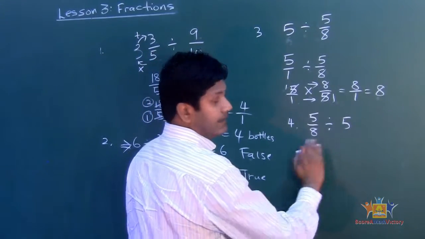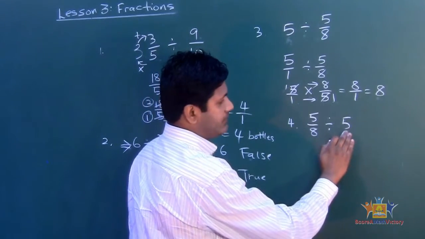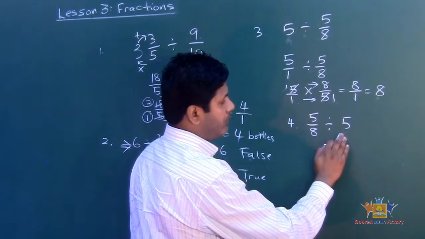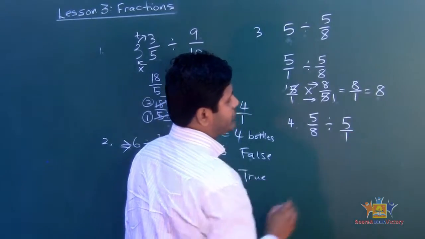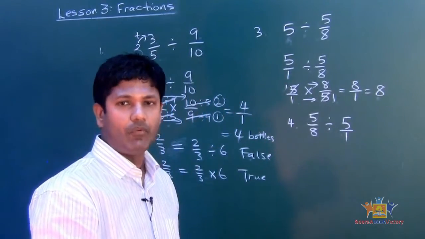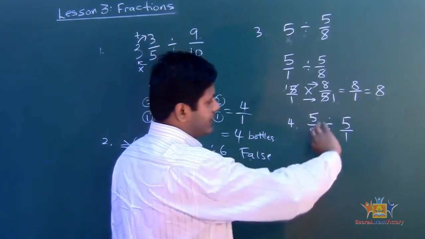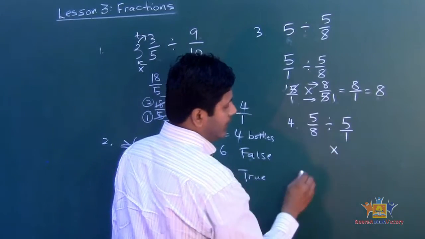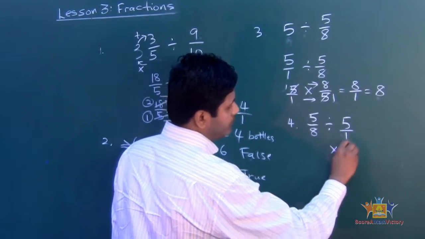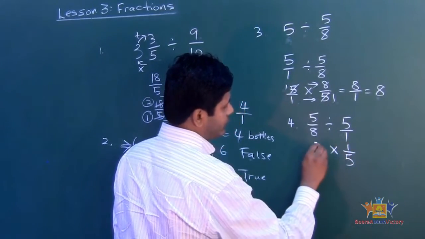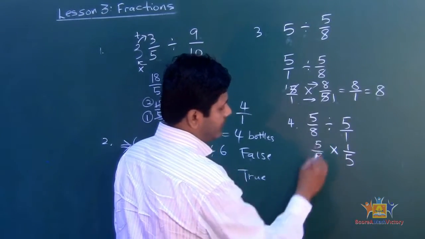So can I divide this yet? Not yet. Why? Because this is still in the form of a round number, a whole number. So I'm going to make this into a fraction, which is 5 over 1. Then I'm going to change the division into multiplication. I'm going to turn it, and that means 5 over 1 becomes 1 over 5. That one also turns. So you've got 5 over 8. I just bring that down.